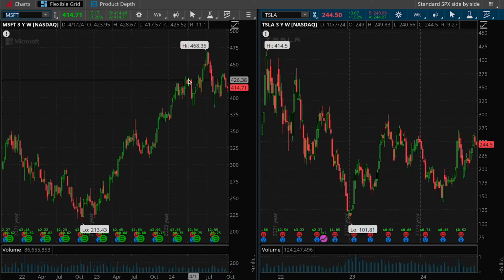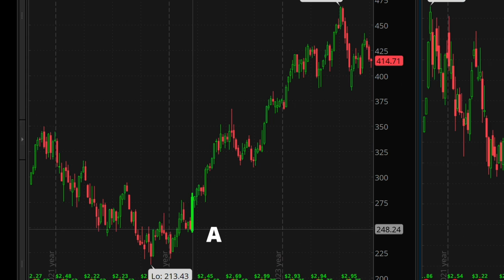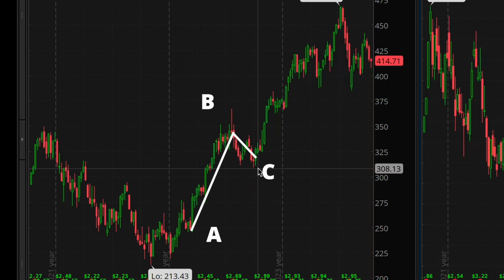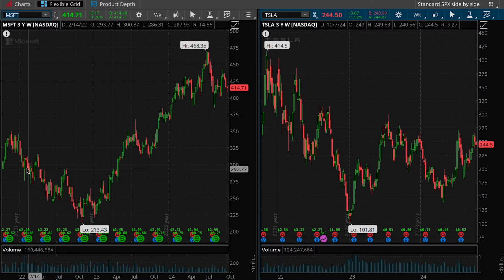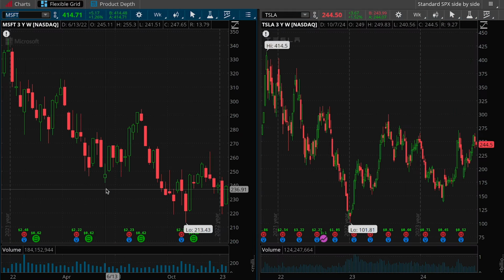And if you really want to be technical about it, you can see that it has formed an A, which is a low, B, which is a high, C, which is a higher low because the market couldn't push it down further, and D, which is a higher high. The market has so much demand that it pushed the stock to continue to go up. It's an obvious uptrend.